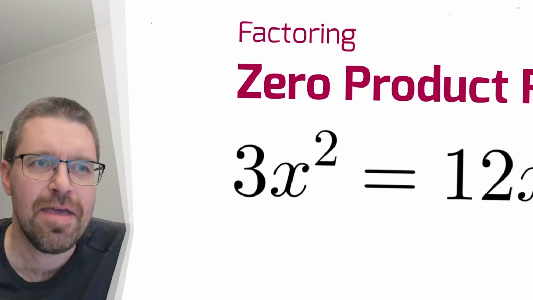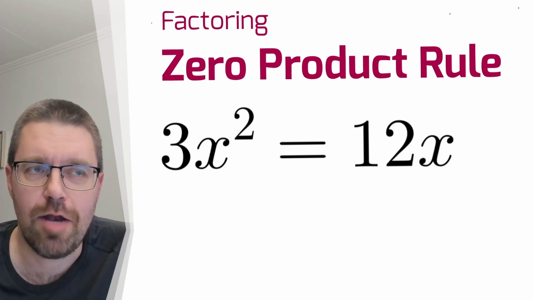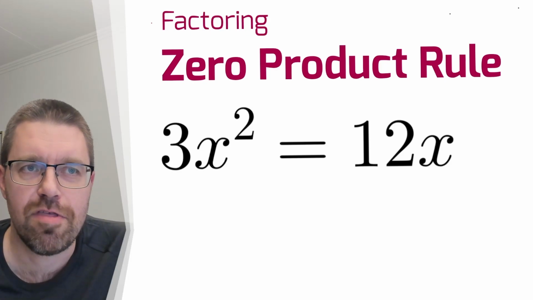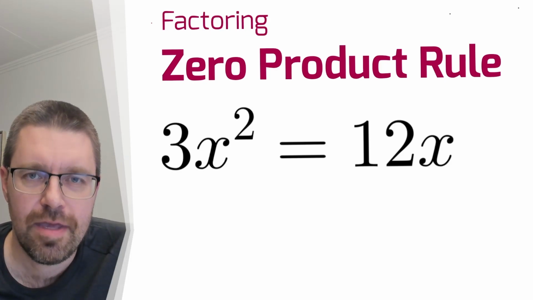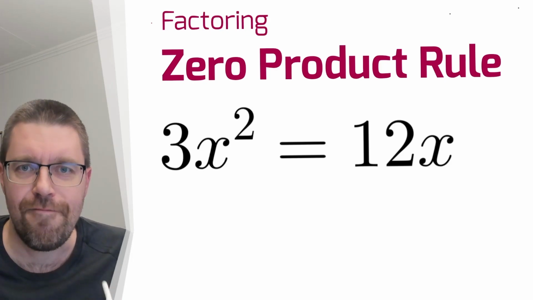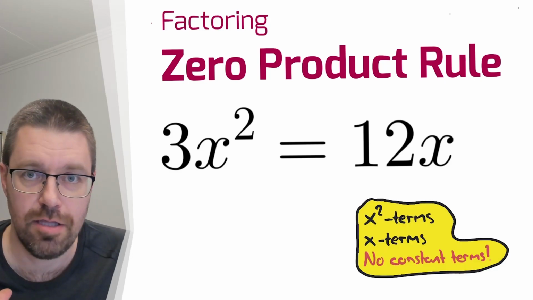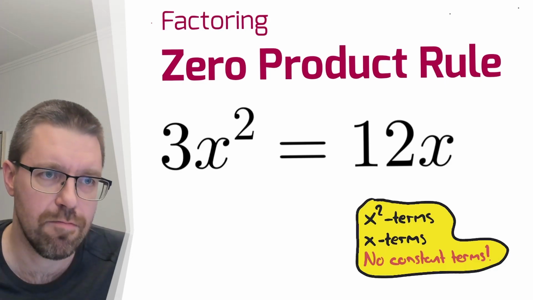Next equation is this one. We have 3x squared equals 12x, and now we will use the zero product rule. In this video, I will only teach you how to do this if all terms contain the variable x, and we don't have any constant terms.